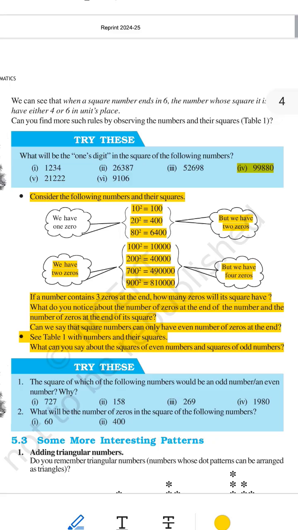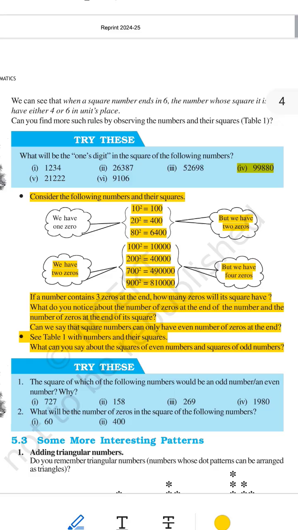3. Examples of numbers with zeros and their squares. Let's see examples one by one, slowly. Case 1. Number with 1 zero. Example, 10 has 1 zero at the end. 10 times 10 equals 100. 100 has 2 zeros at the end. Another example, 20 has 1 zero. 20 times 20 equals 400. 400 has 2 zeros. So 1 zero, 2 zeros after squaring.